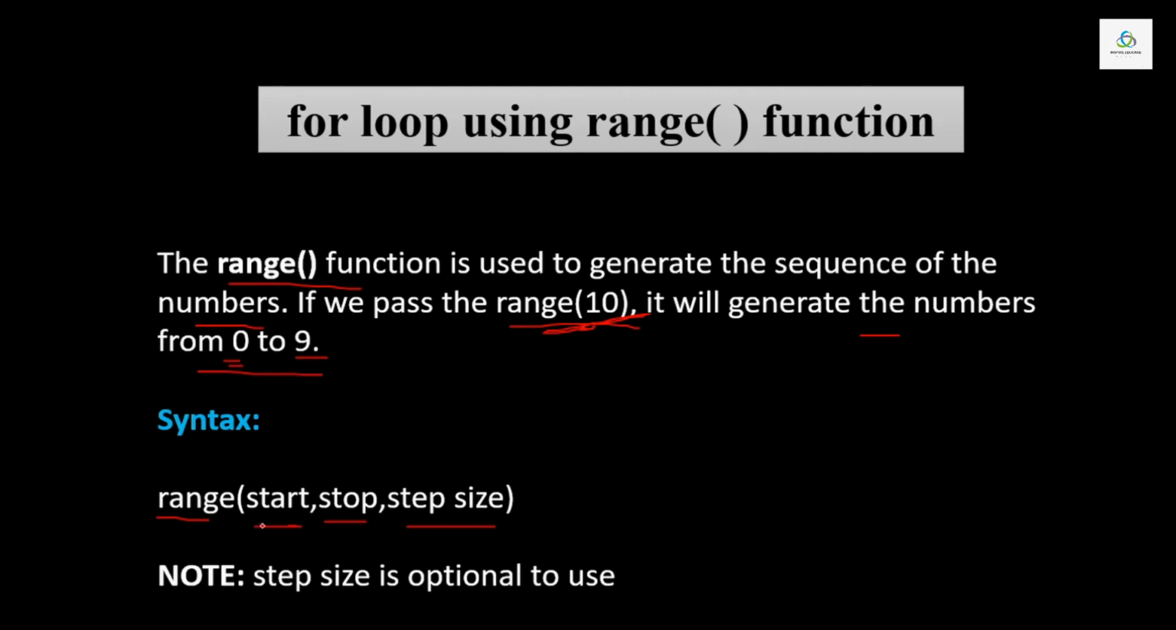Now, if you are not taking any starting value, by default it will take 0, and this range will take the value of stop as stop minus 1. Since it was 10, it took 9 as 10 minus 1, 9. So stop takes one value less. So let's see the working of this for loop in PyCharm.